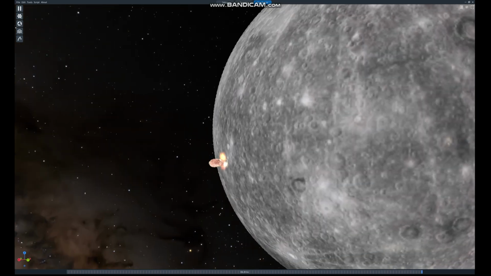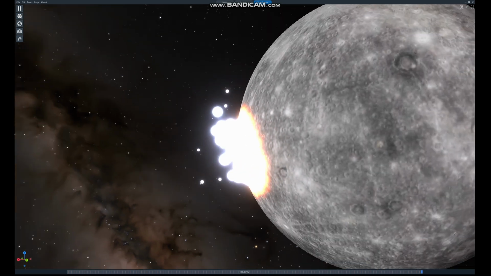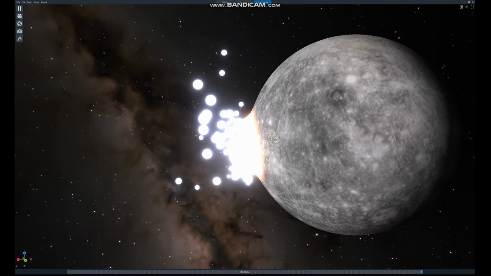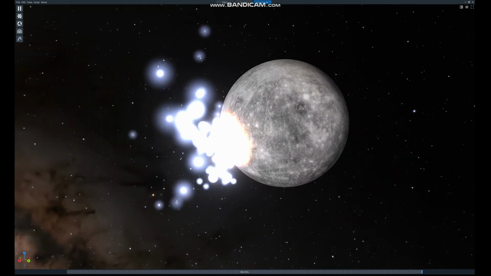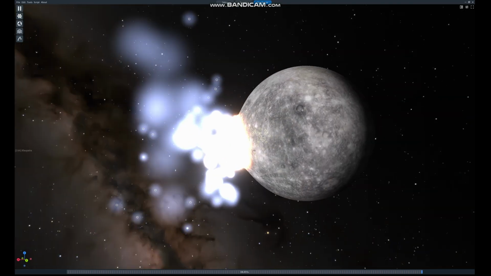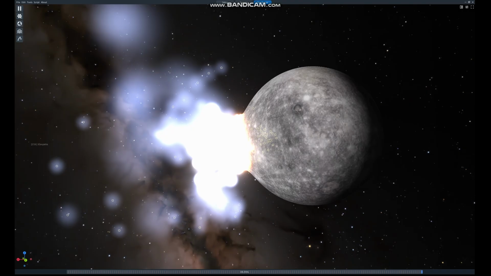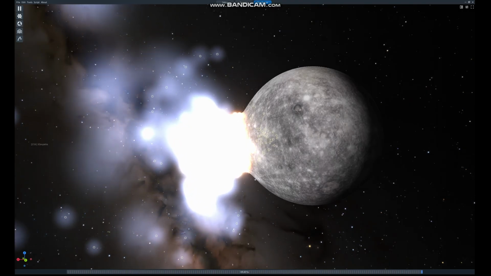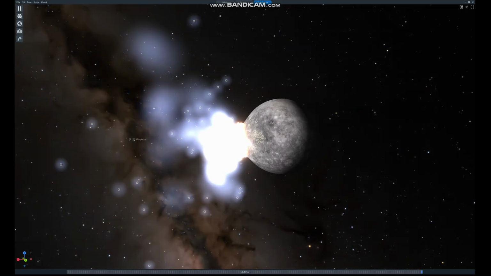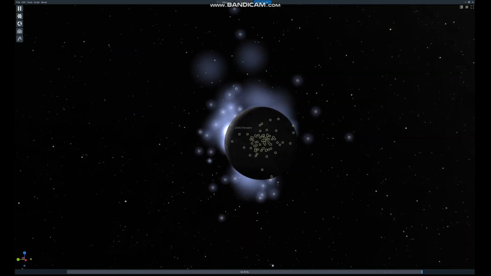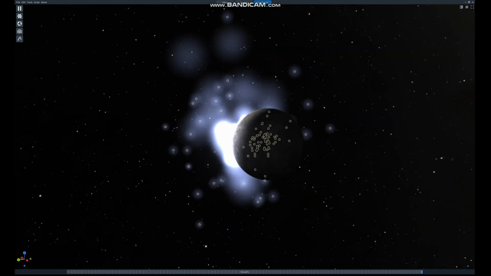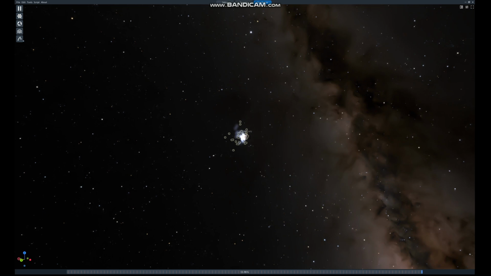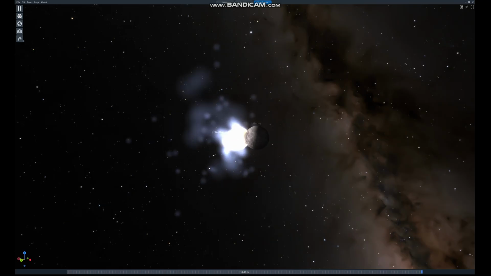3, 2, 1. Impact. Yeah, it just blasts material out. Oh my god. Look at that. It has not even been 10 seconds since we launched the asteroid, and Mercury is just getting destroyed. Let's say that we were at Earth right now. If we were at Earth, this is what we would see. We would just see a cloud of plasma just eating through Mercury.